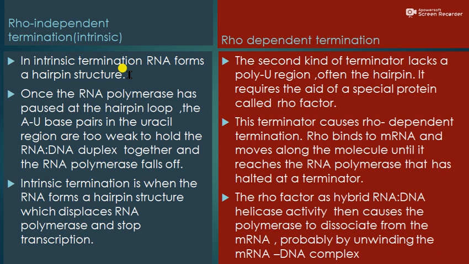Whereas in the Rho dependent termination, which is the second kind of terminator, it does not have a poly-U region, and it lacks the hairpin as well. So in such cases, what happens? Specialized proteins called Rho factors will come and bind, causing Rho dependent termination. Rho binds to the mRNA and moves along the molecule until it reaches the RNA polymerase that has halted at a terminator. The Rho factor, with its RNA-DNA helicase activity, causes the RNA polymerase to dissociate from the mRNA, and the unwinding of the mRNA-DNA complex will happen.